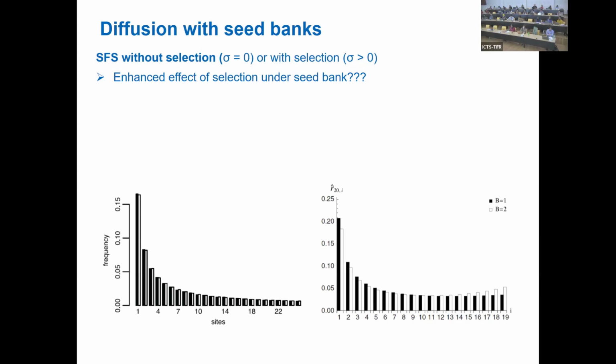So that's a bit counterintuitive, right? Because the seed bank is slowing down everything, but the effect of selection seems to be stronger. I still don't understand everything, right? So these are things that we are still trying to process.